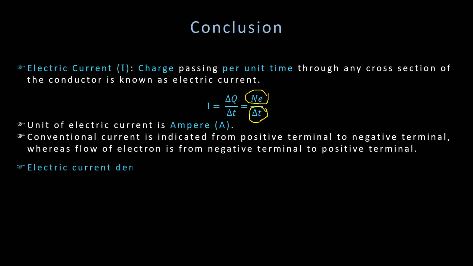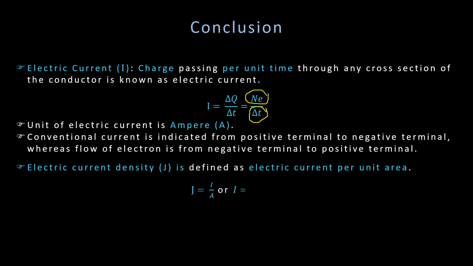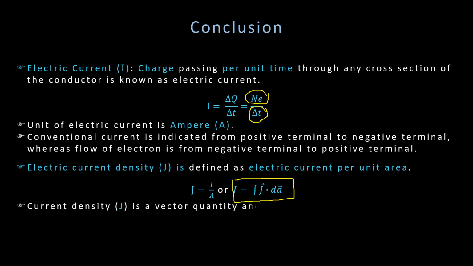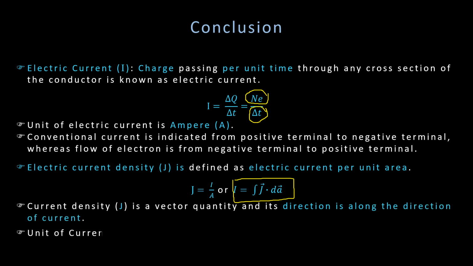Then the second quantity is electric current density, which is defined as electric current per unit area, given as J is equal to I by A. Or else the same expression can also be written as I is equal to the integral of J dot dA. J is a vector quantity. Current density is a vector quantity and its direction is in the direction of current. And what is the unit of J? Its unit is ampere per meter square.